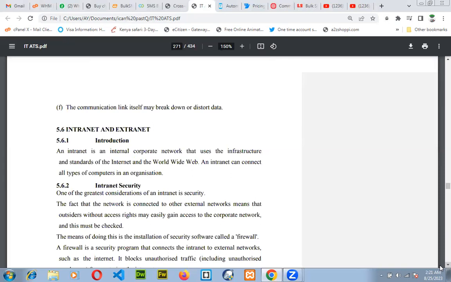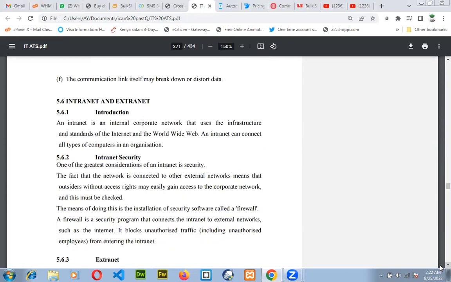Intranet and extranet. Okay, let's read them. An intranet is an internal corporate network that uses the infrastructure and standards of the internet and the World Wide Web. An intranet can connect all types of computers in an organization. So, an intranet is just like the internet. The difference is that an intranet is strictly for an organization, a corporate organization, like a bank that has several branches across a country. All the information within that intranet is restricted to that bank alone and no other person, whereas the internet is open to every comer.